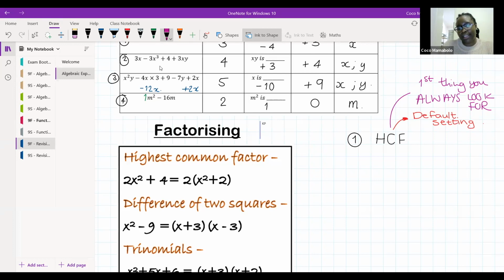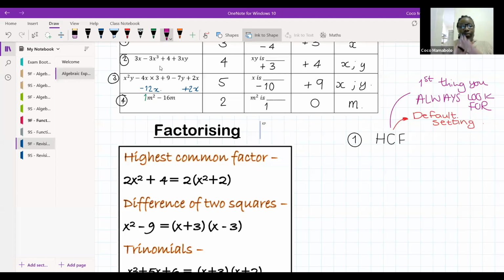Tell me in the chat, guys. That's it, Buntle. Good. Excellent. Our default setting is always, Amache, like HCF, the highest common factor. Good. Our default setting is always highest common factor.